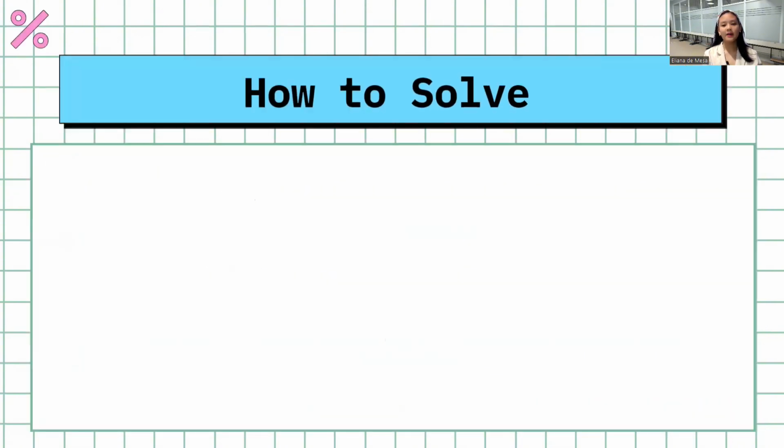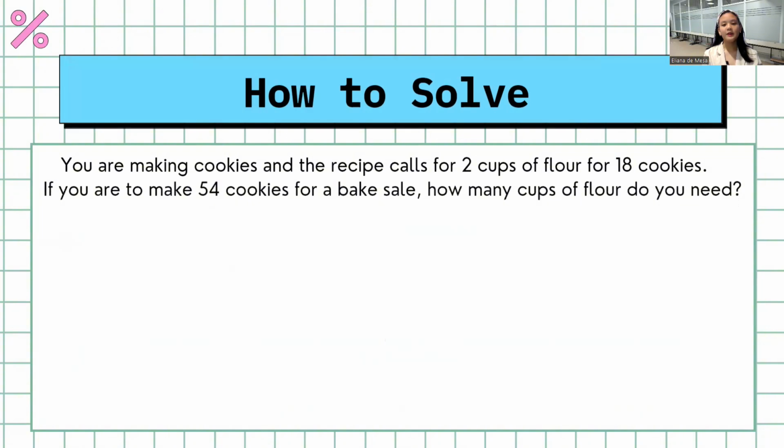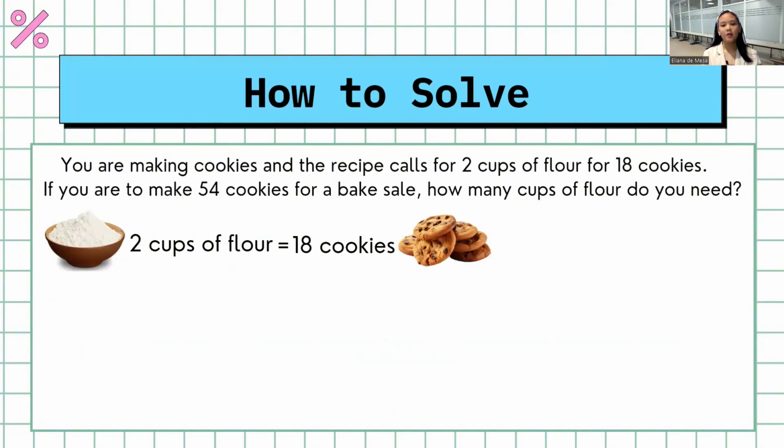Let's solve this example. You are making cookies and the recipe calls for 2 cups of flour for 18 cookies. If you are to make 54 cookies for a bake sale, how many cups of flour do you need? The datum for this problem are 2 cups of flour are needed to make 18 cookies. We are looking for how many cups of flour we need to make 54 cookies. The proportion is 2:18 is equal to n:54.